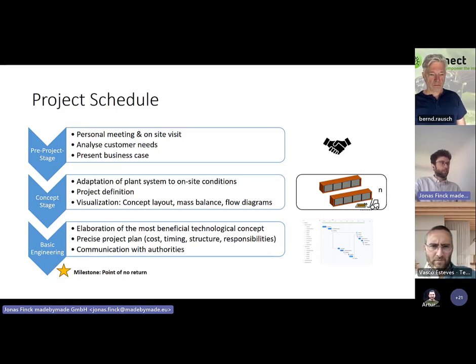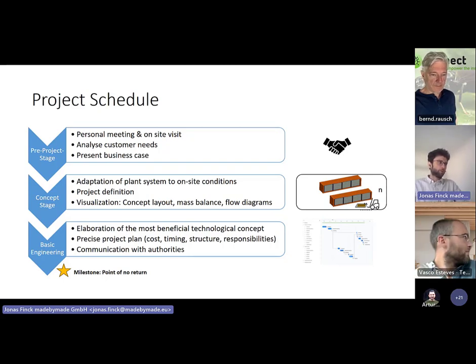And after the project definition, you could start with the visualization, which is very important to define the concept layout. Then we developed for our system the feed recipes specific to a special site, and also the correct mass balance, which is very important in terms of finding the right equipment and also knowing your costs and the capex.